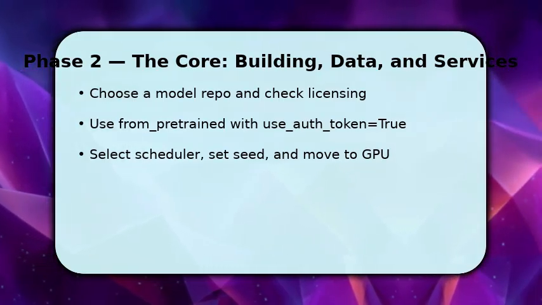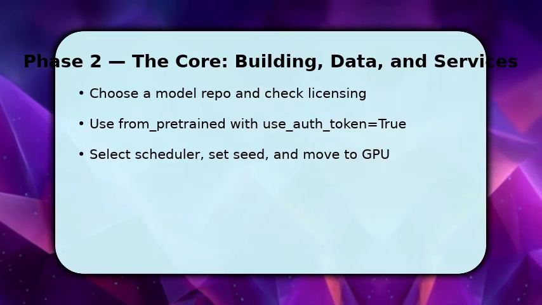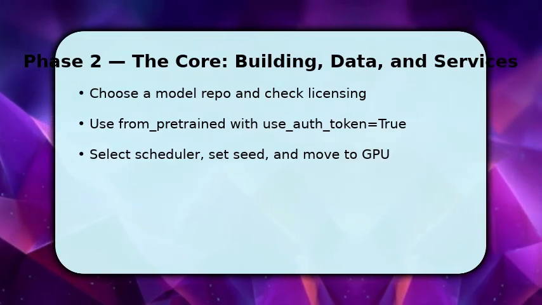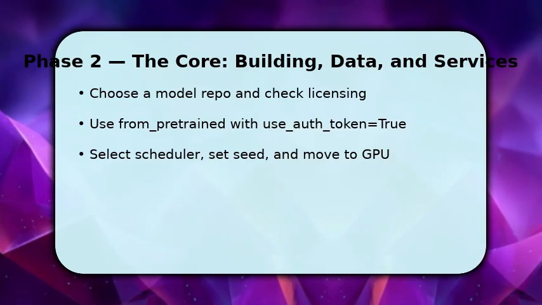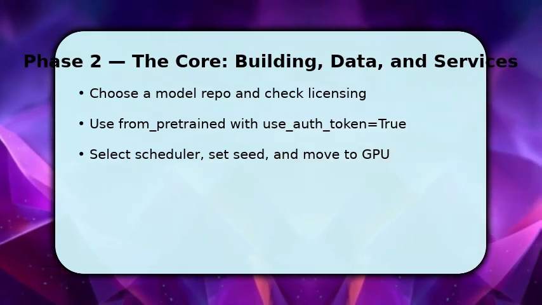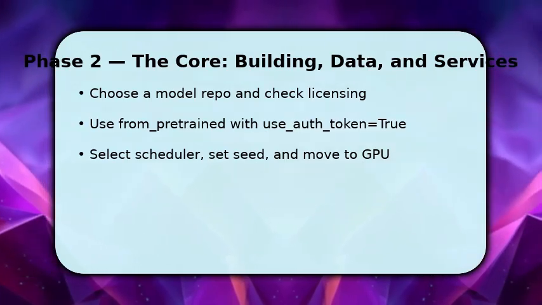speed. Once the pipeline is built, set a deterministic seed, cast to the right dtype, and move everything to CUDA if available. This reduces memory issues and speeds up inference substantially.